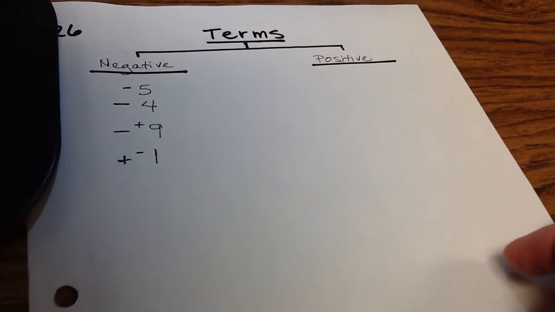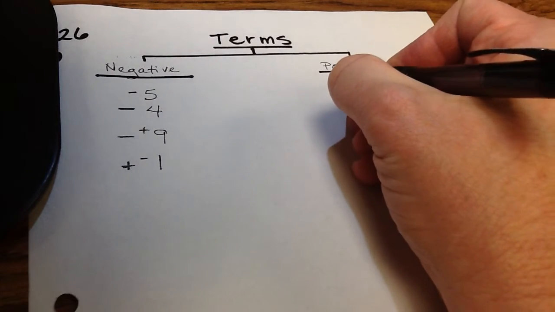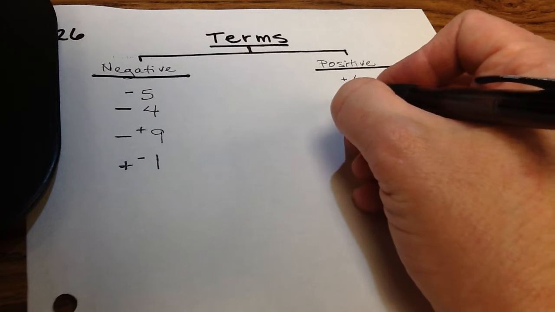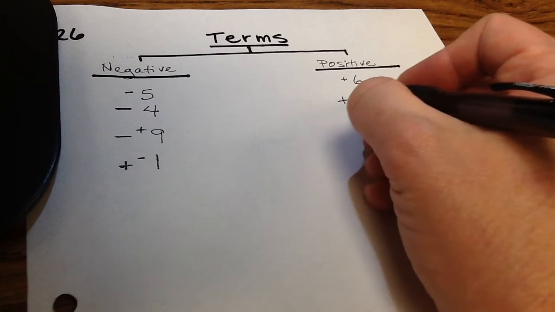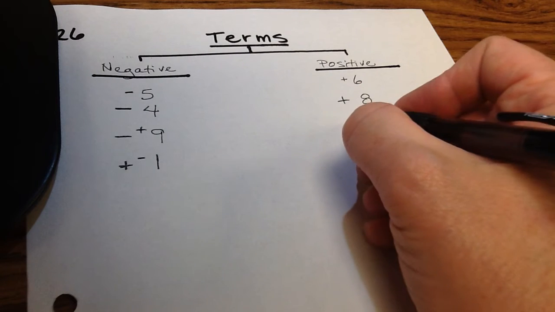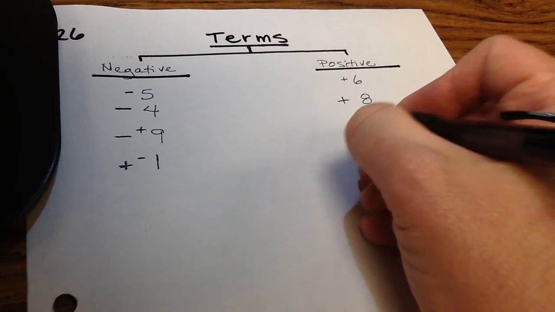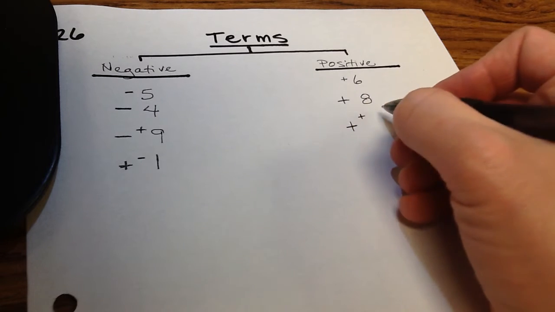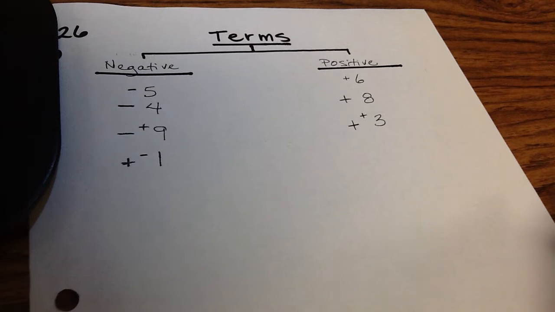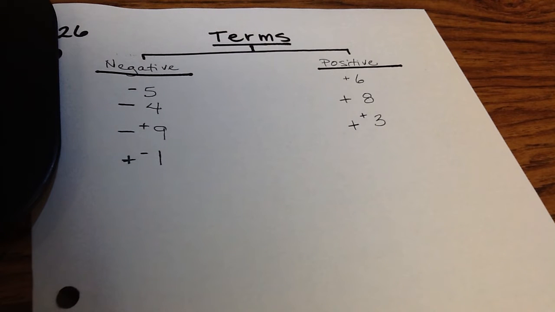Positive terms have a little positive sign like positive 6, or plus no sign 8, or plus positive 3. Is there anything else that might make a positive term? Something that would be overall good. This is the confusing part. There's something that is actually good.